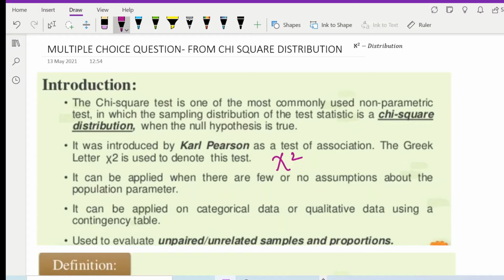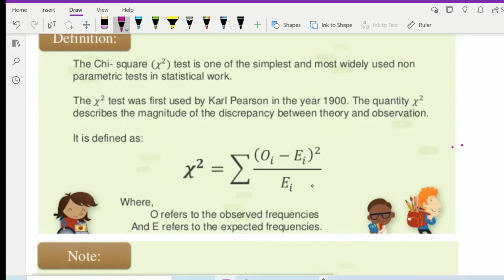The notation used to describe chi-square distribution is chi-square. It can be applied when there are few or no assumptions about the population parameter. It can be applied on categorical data or qualitative data using a contingency table. It is used to evaluate unpaired or unrelated samples and proportions. It was introduced by Karl Pearson in the year 1900. This is the formula which we are going to use to calculate the calculated value or test statistic value.